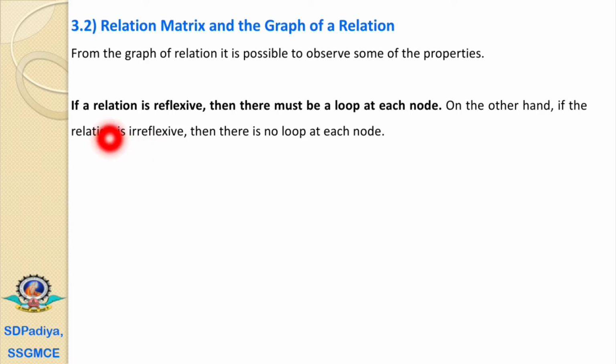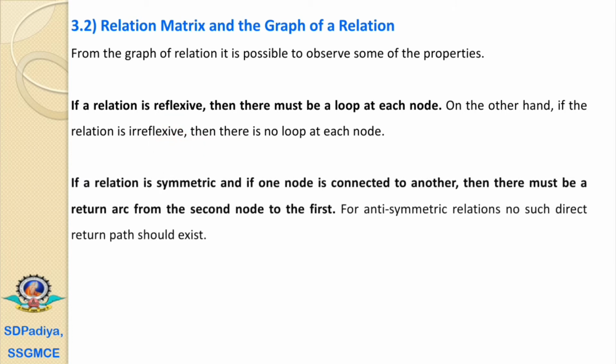See, if a relation is reflexive, then there must be a loop at each node. Or you can go in reverse: if in a graph at each node there is a loop, if every node has the relation with itself, then the relation is reflexive. On the other hand, if the relation is irreflexive, then there is no loop at any node. Again, you can go in reverse: if at no node there is a loop, then it is irreflexive.